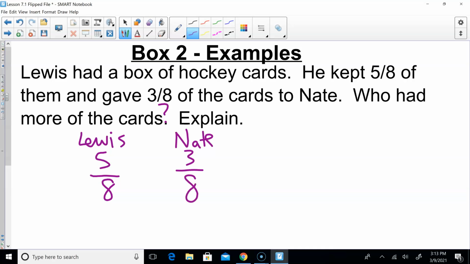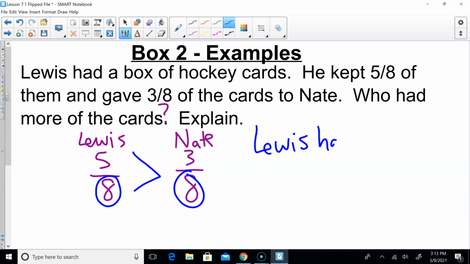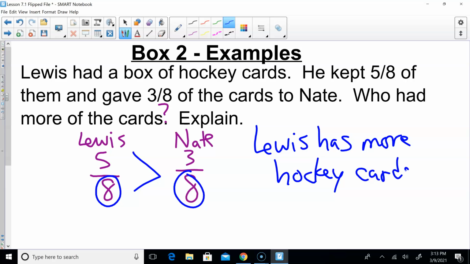So in our explanation part, we would just kind of put this in a number sentence. Well, we know that if the denominators are the same, then we look at who has more numerators, which would mean Lewis would have more. So this would be my explanation, but my answer would be Lewis has more hockey cards. So I've answered my question right there, and I've showed my work. So there's my answer right here, and my work would be this one right there.